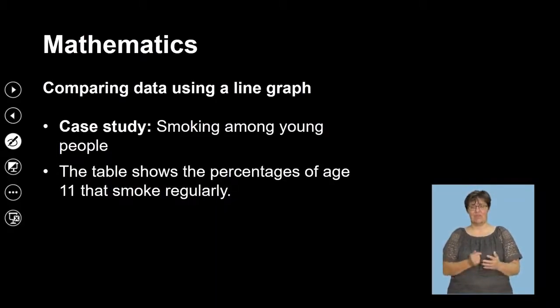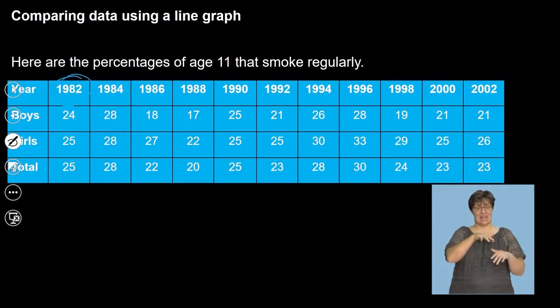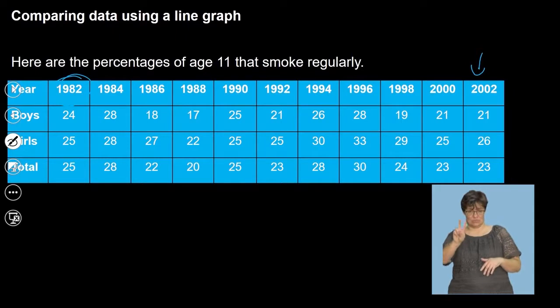So we're going to compare. This is a case study. The data is from 1982 all the way to 2002. In 1982, you can see 24% of boys smoking and about 25% of girls. In 1984, you can see 28% of boys smoking, girls still 28%. If I look at the table for 2000, we have about 21% of boys smoking and 26% of girls.